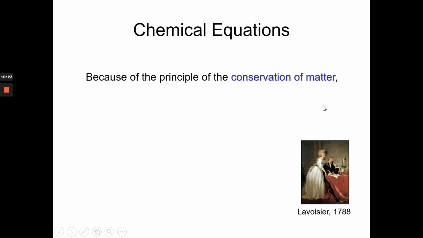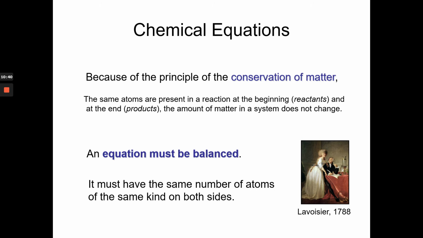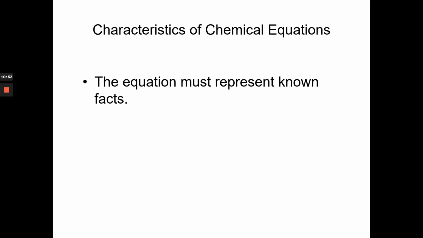And because of this principle, it makes sense that the atoms that you start with on the reactant side and the product side are the same. They don't change. And therefore, the equation must be balanced to indicate that. So it must have the same number of atoms and the same kind of atoms on both sides, the reactant and the product side. Now, we've looked at characteristics of chemical equations earlier, but let me just remind you of a few things.